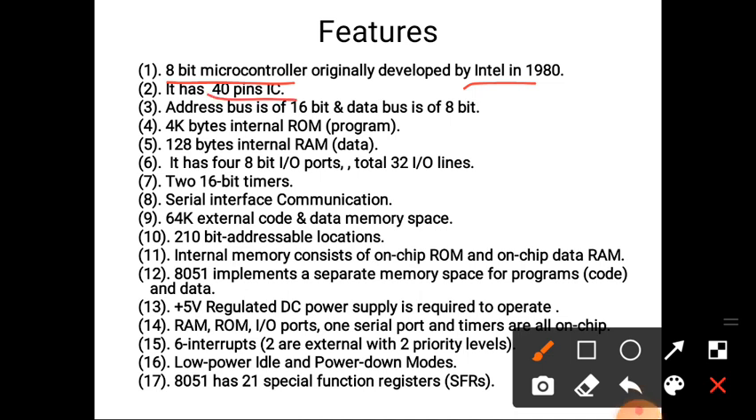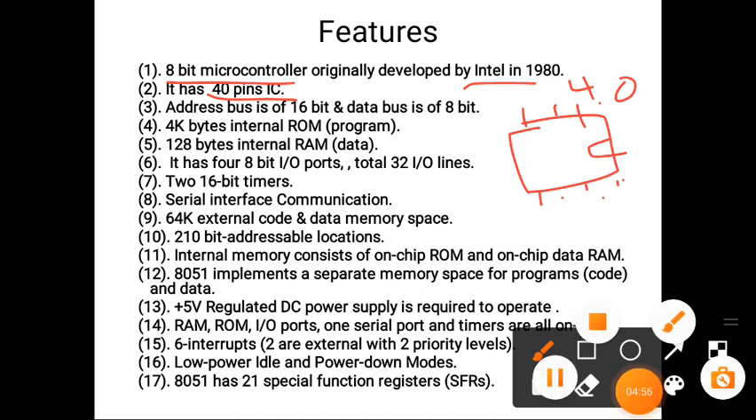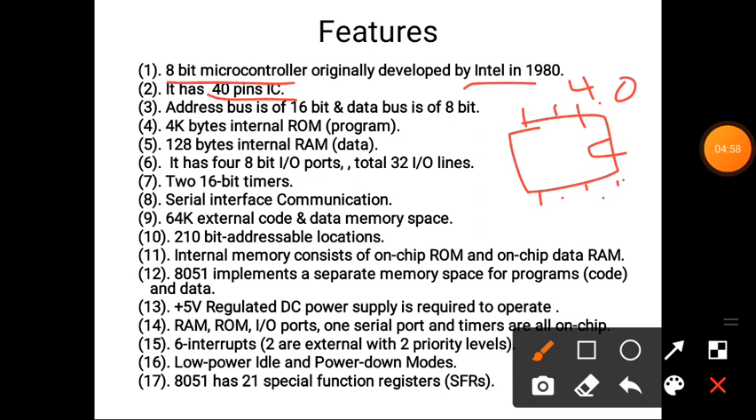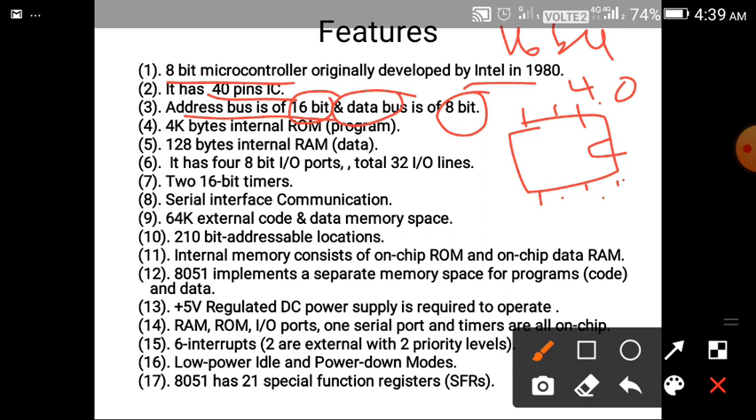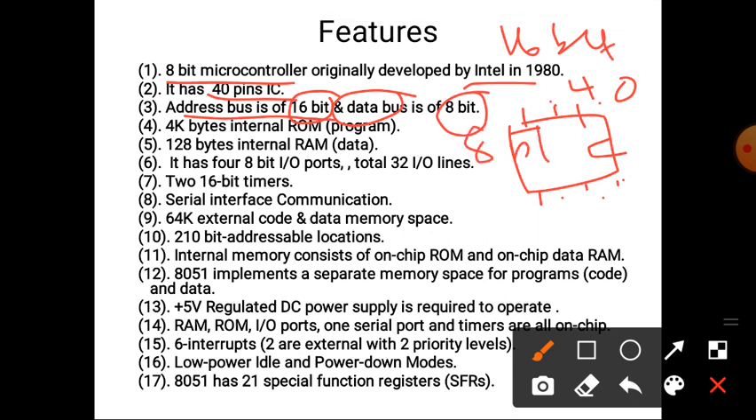It has a 40-pin IC. So this is an IC. The 8051 is an IC containing 40 pins. So it is a total 40-pin IC. And it has an address bus. What is the size of the address bus? It is a 16-bit address bus and 8-bit data bus. So the 8051 has a 16-bit address bus and 8-bit data bus.